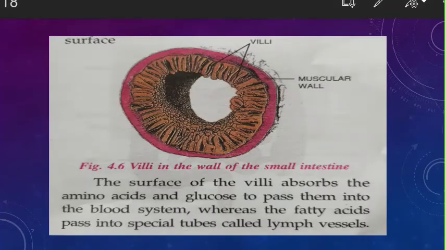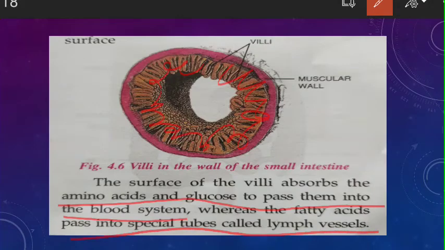Clear? So here you can see the diagram of villi. Villi in the wall of the small intestine are finger-like projections, and they help in increasing the surface area of the small intestine. So the surface of villi absorbs the amino acids and glucose to pass them into the blood system, whereas the fatty acids pass into special tubes called what? Lymph vessels. Okay, so amino acids and glucose pass where? To the blood system. And fatty acids pass where? To the lymph vessels.